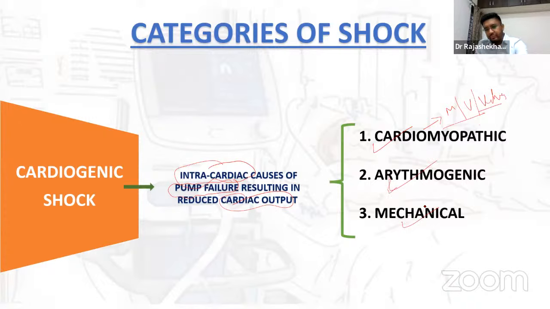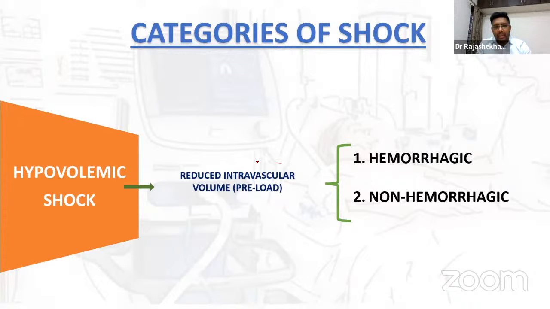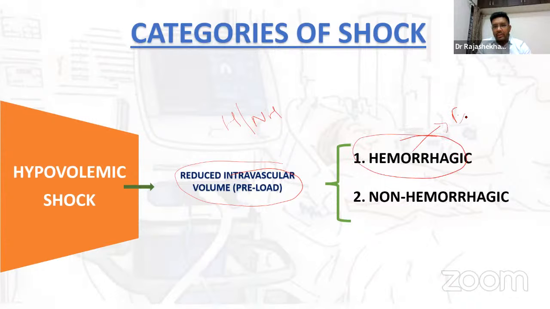Then hypovolemic shock is again very simple to understand. It is directly reduced intravascular volume. Either it is hemorrhagic or it is non-hemorrhagic. The patient might have bled. So this can be external bleeding, internal bleeding, or obscure bleeding. The non-hemorrhagic can be due to severe diarrhea, severe vomiting, burns, etc.